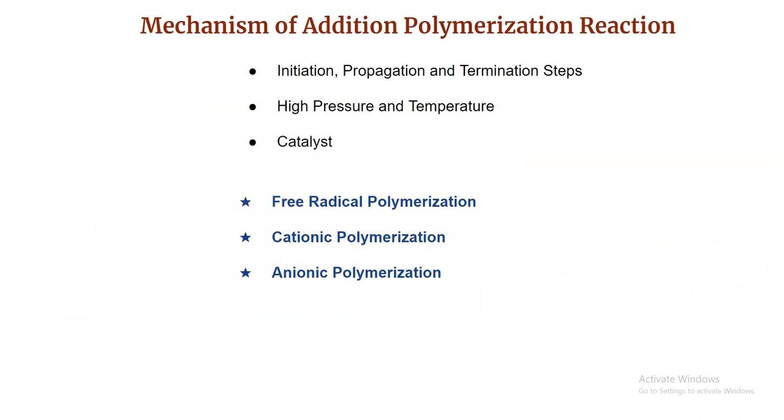So for this class, again, you don't need to know the detailed mechanism of how addition polymerization happens. But since these are terms we are familiar with from our previous studies of chemical reactions, I'm going to highlight them a little bit. You don't need this for exam purposes, okay? Addition polymerization happens through initiation, propagation, and termination steps, something we talked about in free radical substitution reaction in alkanes, right? You need high pressure and temperature.